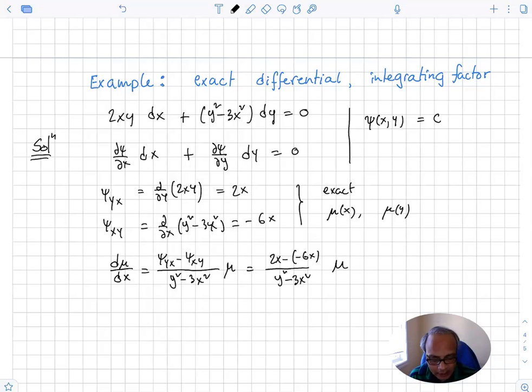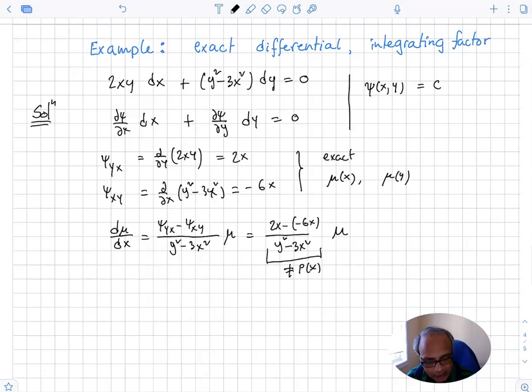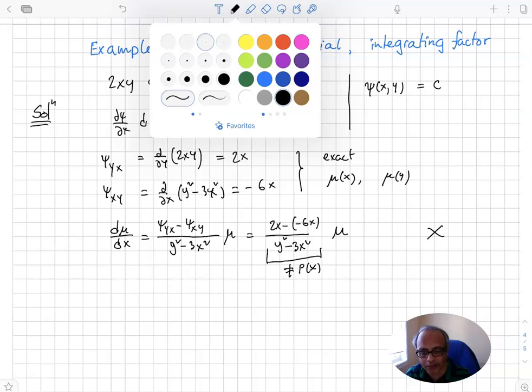And you realize that this quantity is not a function of x, because you are looking for a differential equation with respect to x, and you want to put it in the form of a first order linear differential equation. So the coefficient of mu should be a function of x. You are looking for a differential equation of x and mu. So this does not work. You cancel out, so you rule out mu being a function of x.